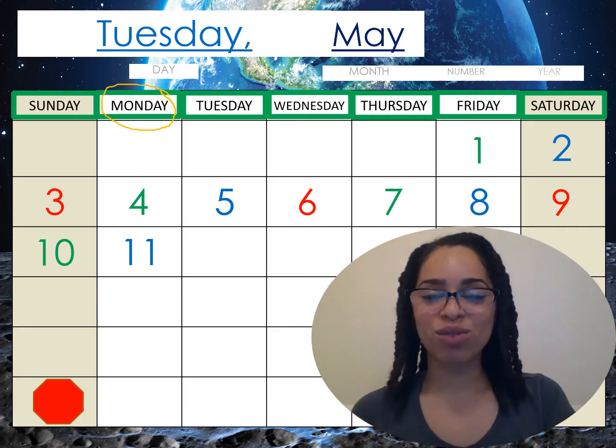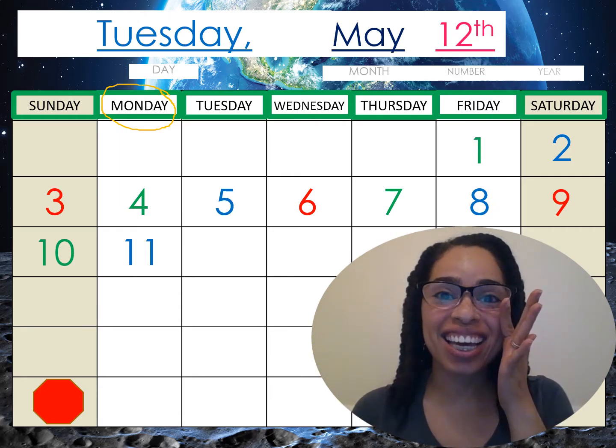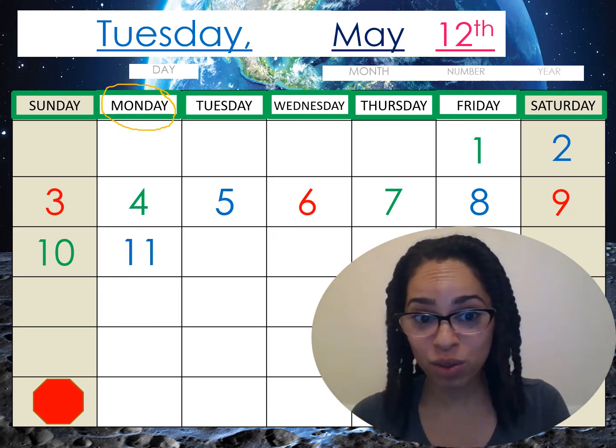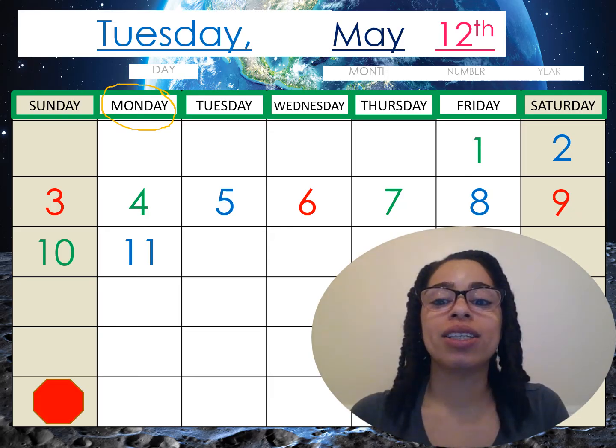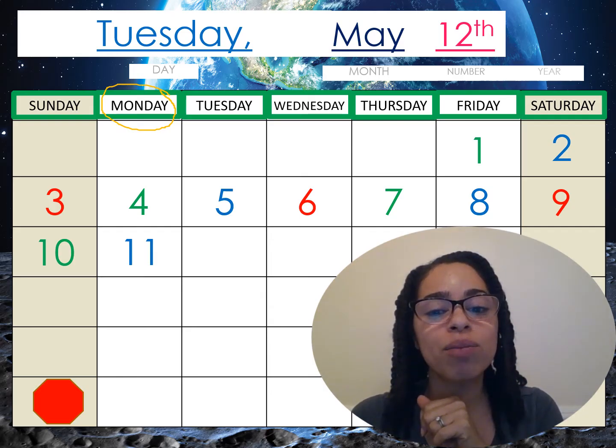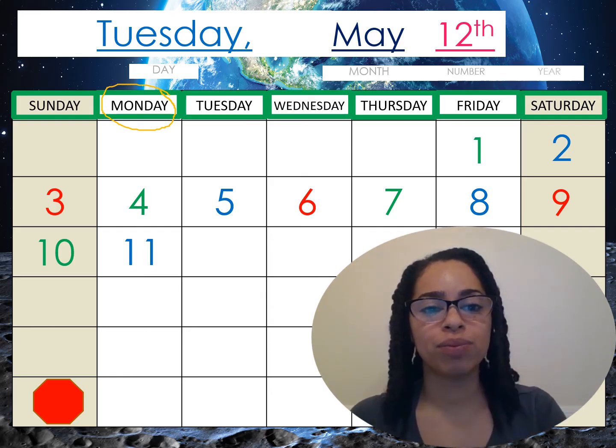1, 2, 3, 4, 5, 6, 7, 8, 9, 10, 11, 12. That's right, guys. Today is the 12th of May. Now, I didn't write it on our calendar because I want to write it with you, and I need you guys to tell me what color to use.